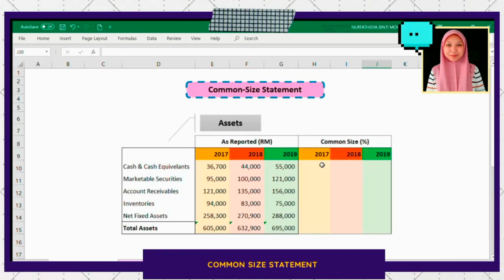Asset for 2017, the formula is equal to amount of cash and cash equivalents divided by the total asset. Here, we need to lock the total asset, then multiply by 100. Just write down the table for other items because we are using the same formula. Apply the same formula for both year 2018 and 2019.